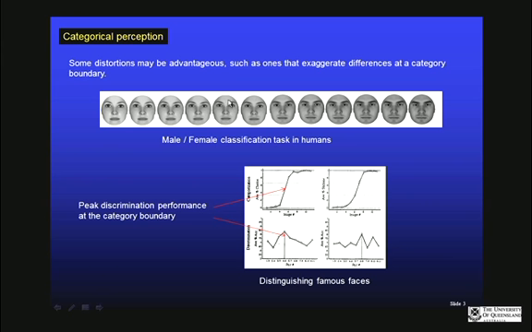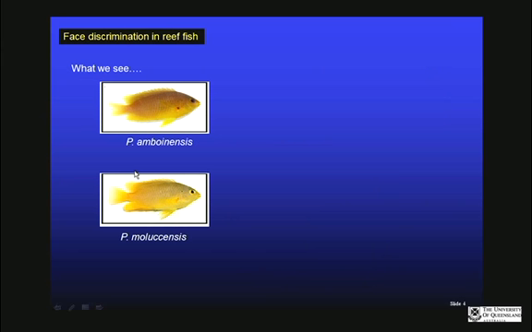In other words, you can tell these two apart better than you can, say, these two or these two. And that's in terms of reaction times and also accuracy. But don't let me leave you thinking that this is restricted to humans. In fact, categorical perception was originally described in crickets, I think. This is an example of some little fish which my wife and I worked on.